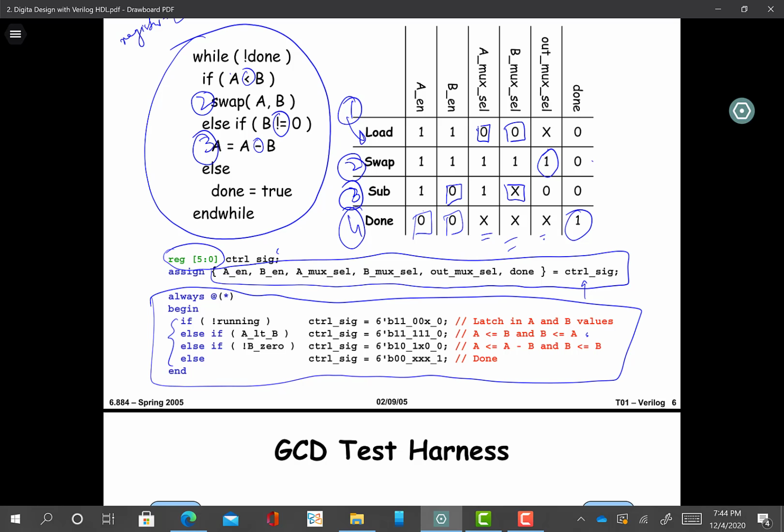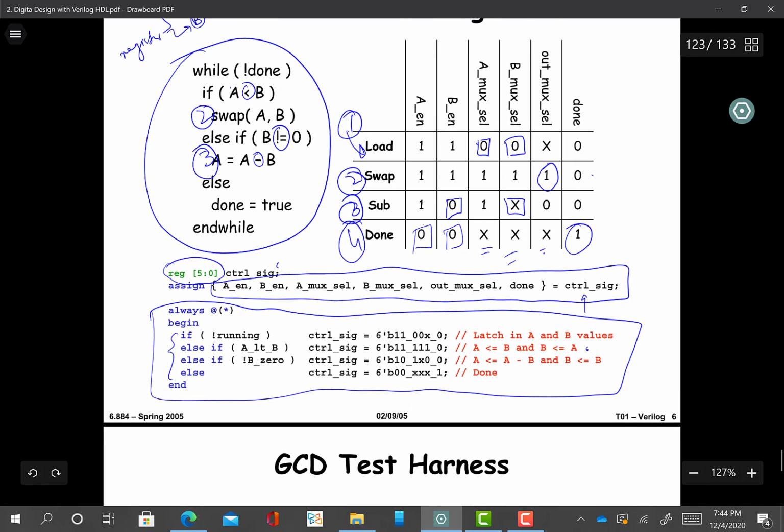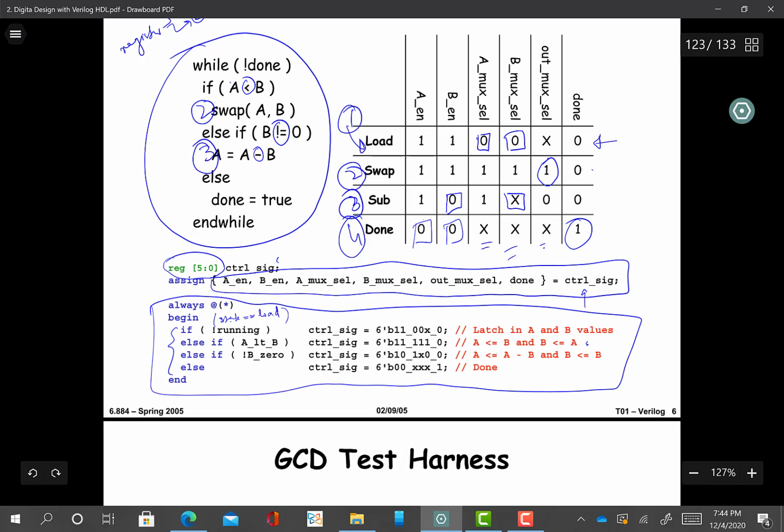So let's look at what is the not running state. It is 1, it is this one. Okay, so maybe we can say it like this: if state is equal to load. And we have already defined load with the parameters. So remember from the previous style that we use parameter to define the state coding. So we can say if state is equal to load, the control signal is these 6 bits.